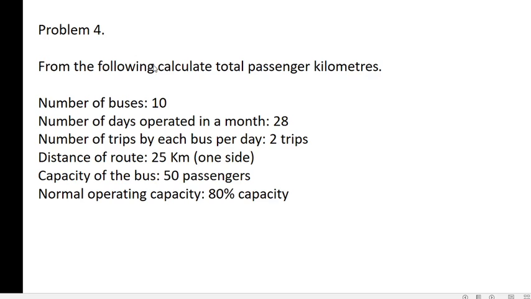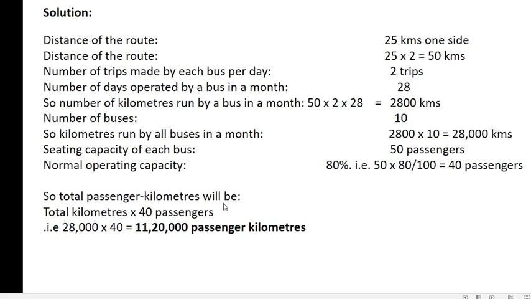Now we move on to the last problem in this session. From the following, calculate total passenger kilometer. Information given is number of buses is 10, number of days operated in a month is 28, number of trips made by each bus per day is 2 trips. Distance of the route 25 kilometers, that is on one side. Capacity of the bus is 50 passengers. Normal operating capacity is 80%. Solution.